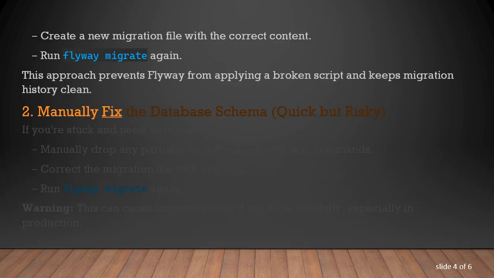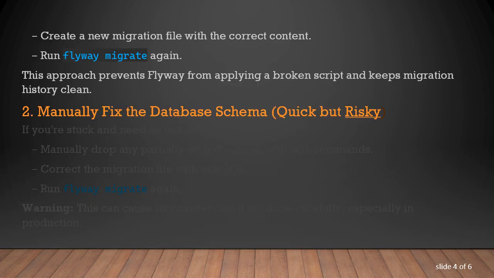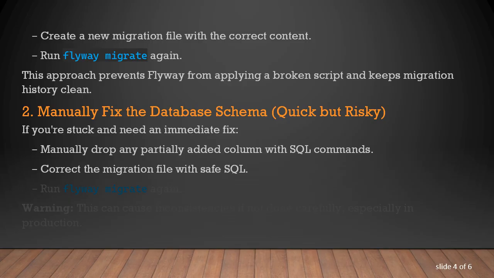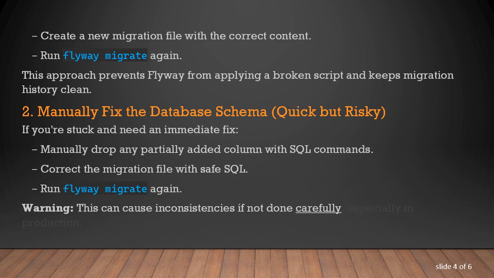2. Manually fix the database schema, quick but risky. If you're stuck and need an immediate fix, manually drop any partially added column with SQL commands. Correct the migration file with safe SQL. Run flywayMigrate again. Warning: this can cause inconsistencies if not done carefully, especially in production.